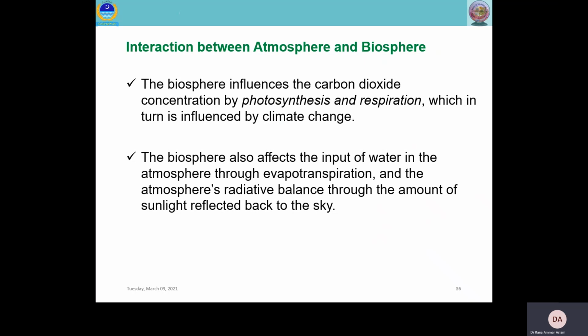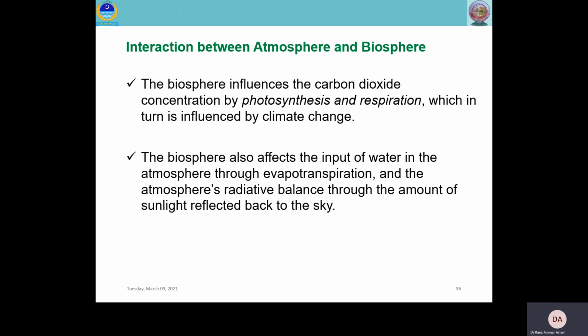And another is the interaction between the atmosphere and biosphere. I have told you, if we talk about humans, we are the source of interaction between the atmosphere and the biosphere. We are a component of the biosphere, and we inhale air, so that is an interaction, right, between atmosphere and biosphere. And plants, that's the photosynthesis process. Plants are part of the biosphere. They interact with the atmosphere through the photosynthesis process. And the biosphere also affects the input of water in the atmosphere through evapotranspiration, and the atmosphere's radiative balance through the amount of sunlight reflected back to the sky.